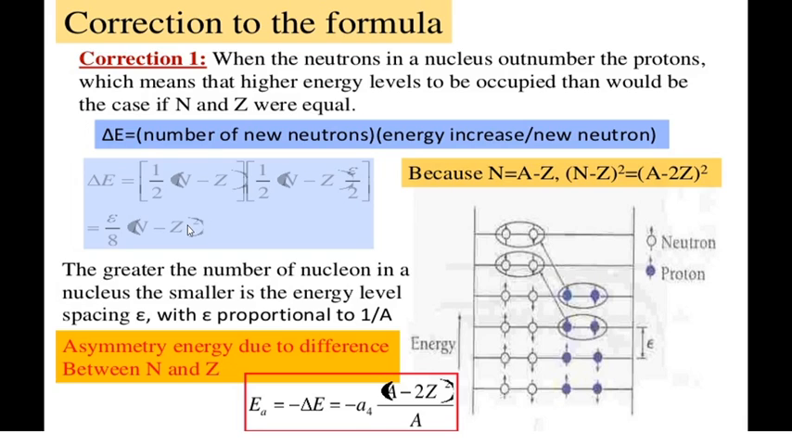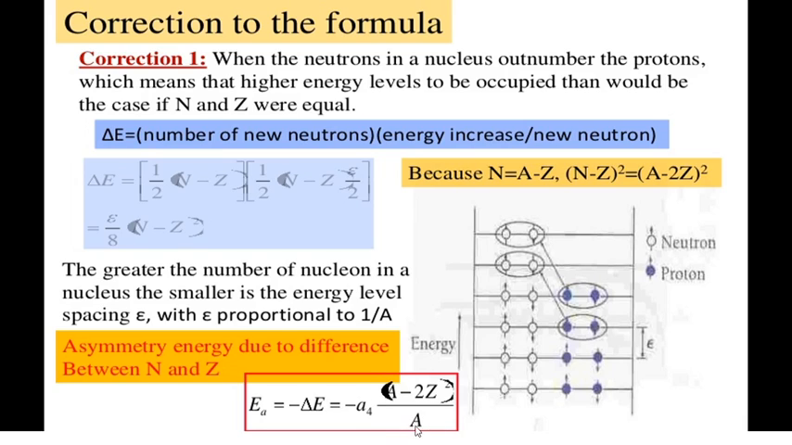Now what is n? N is the number of neutrons. How will we get it? By subtracting z from A, isn't it? Because n is equal to A minus z. So substituting n is equal to A minus z here, n minus z whole square will be A minus 2z whole square. So we got delta E as epsilon by 32 into A minus 2z the whole square. So we had given the constant as A4, so that minus A4 into A minus 2z the whole square divided by A. So that is the asymmetry energy due to the difference in number between n and z.